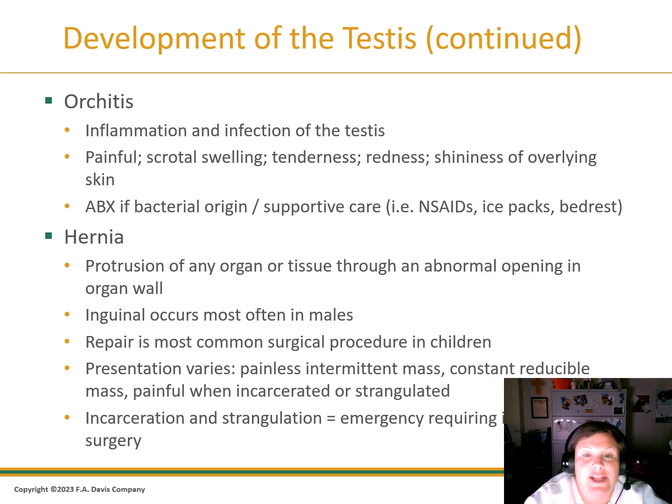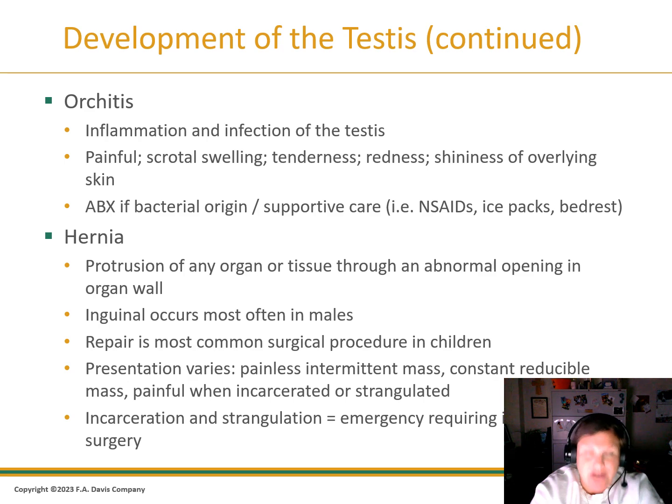If it's determined to be bacterial in origin, then obviously treatment would include antibiotics. But other management would be supportive care, like taking nonsteroidal anti-inflammatories, having ice packs applied, sometime on, sometime off, not directly applied to the testes. There should be a barrier between them. And then bed rest for this patient as well. And then the last condition would be a hernia, which we've talked about already in the growth and development content, that it's a protrusion of an organ or tissue from an opening that's not supposed to be there.